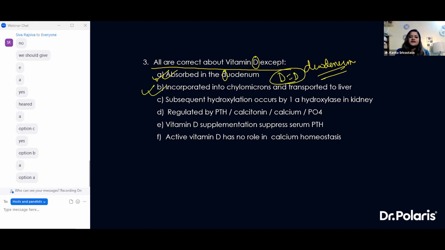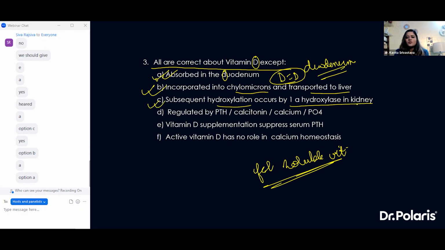After it gets absorbed, it gets incorporated into chylomicrons and transported to liver. Why? Because it is a fat-soluble vitamin. So it is going to get incorporated into chylomicrons and transported to liver. Subsequent hydroxylation occurs by 1-alpha hydroxylase in the kidney. So two important steps in the management of vitamin D are liver and kidney. So what basically happens here is that it gets further metabolized. The hydroxylation part happens in the kidney with the help of the enzyme 1-alpha hydroxylase.